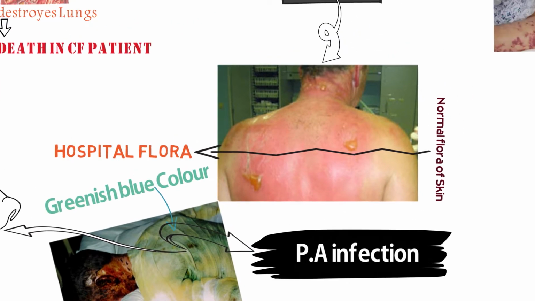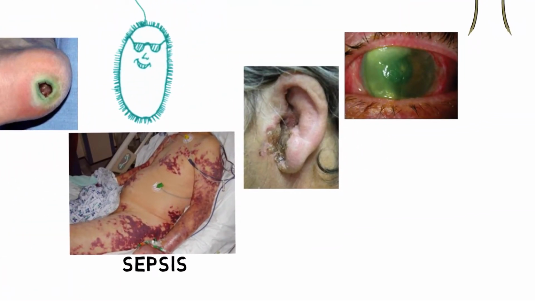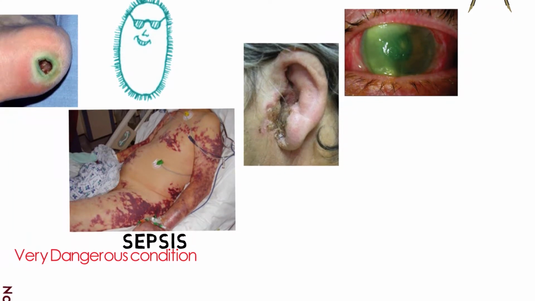Okay, the third infection that we will discuss is sepsis. Sepsis caused by Pseudomonas aeruginosa is really dangerous because the mortality rate is so high with the sepsis caused by Pseudomonas aeruginosa. The mortality rate is more than 50%.